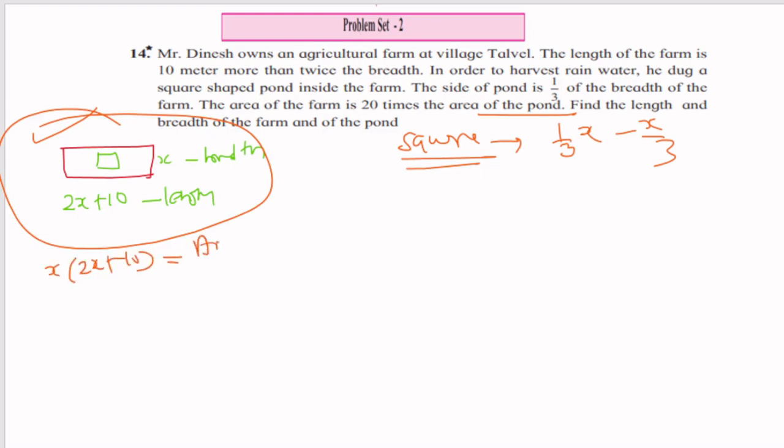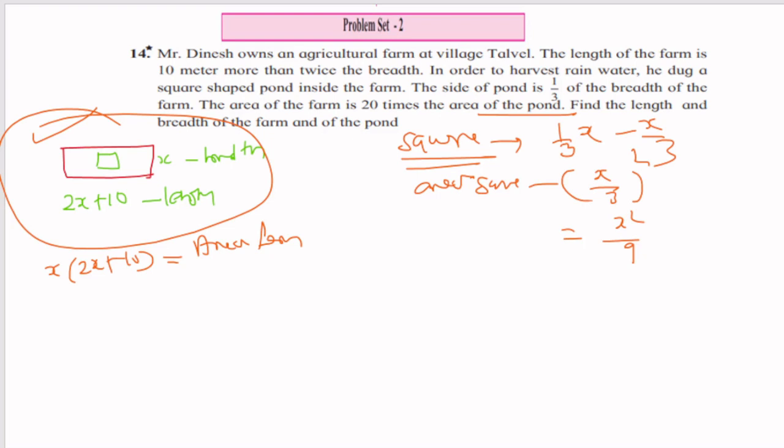This is the area of a farm. Now what will be the area of the square? Area of a square will be side squared. So this one, it will be x square upon 9. Perfect.